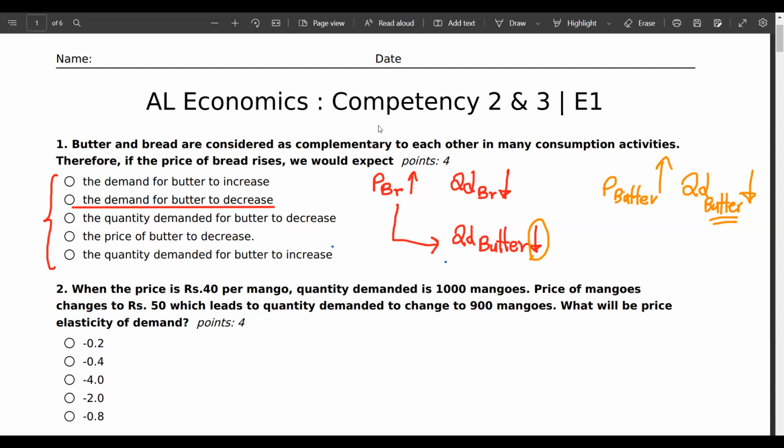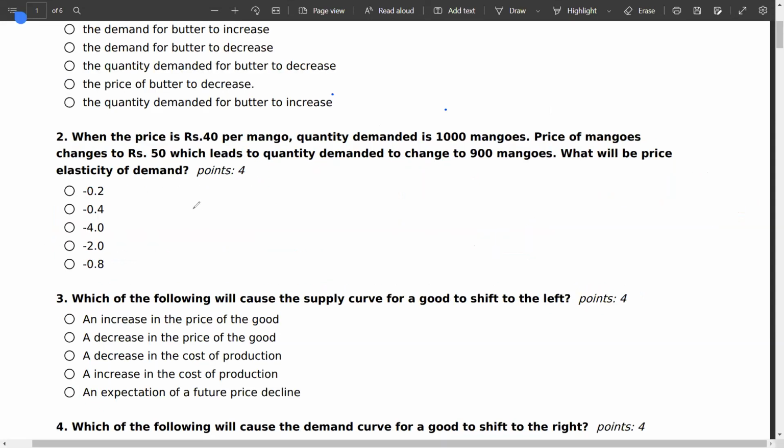Okay, so that's it. Second question, simply here, it's a PED question. They are saying when the price of mango is 40, the quantity demanded is 1000. Price of mangoes changes to 50 rupees, which leads quantity demanded to change to 900 mangoes. What will be the price elasticity of demand?